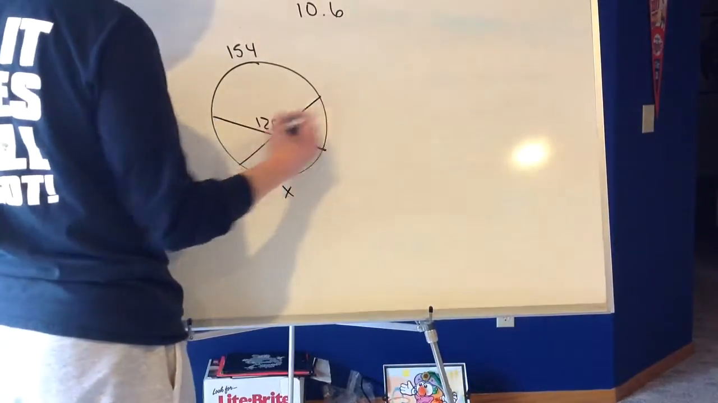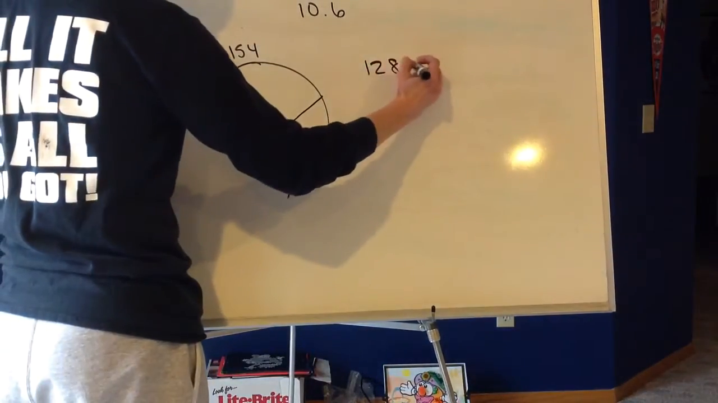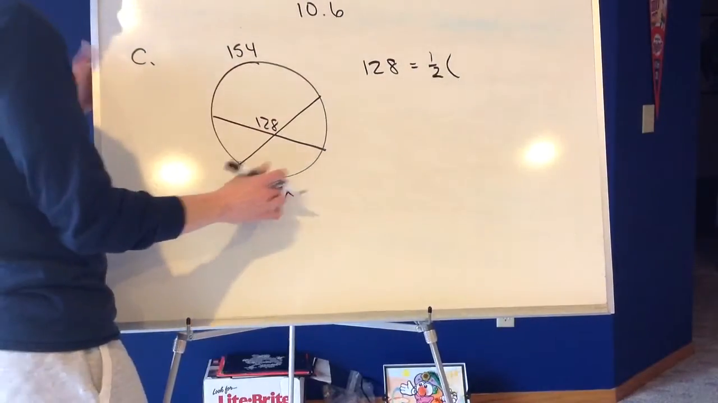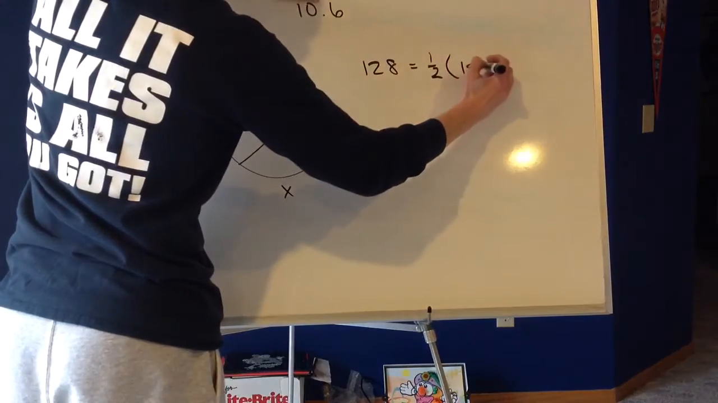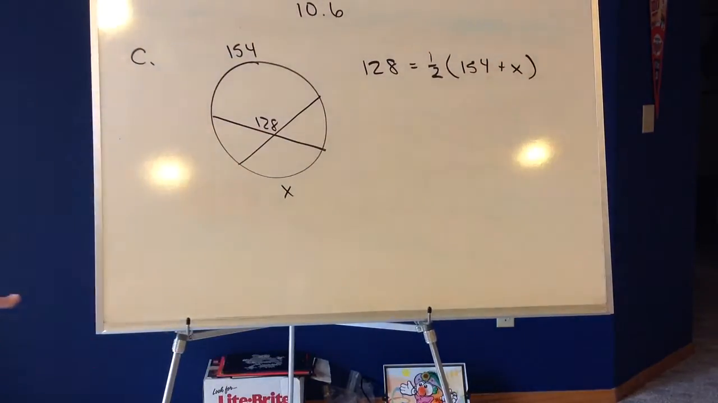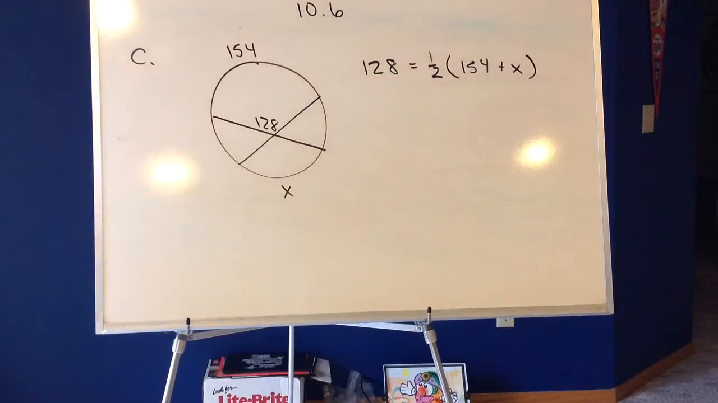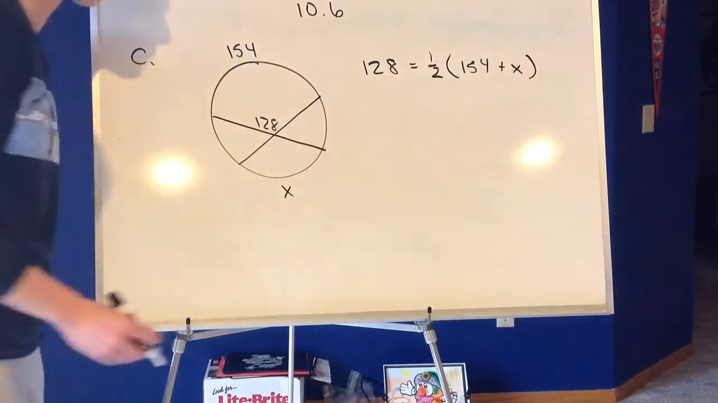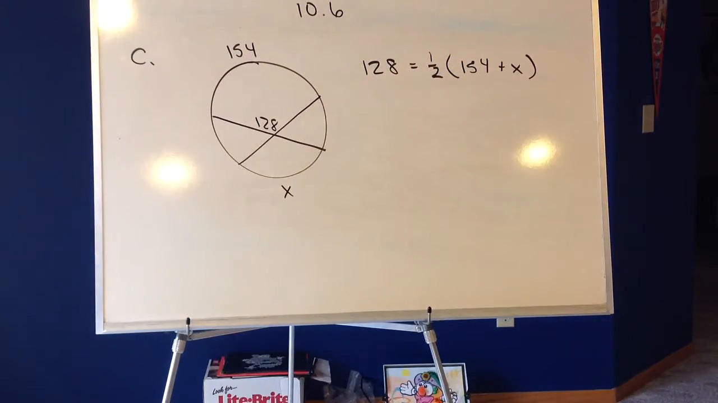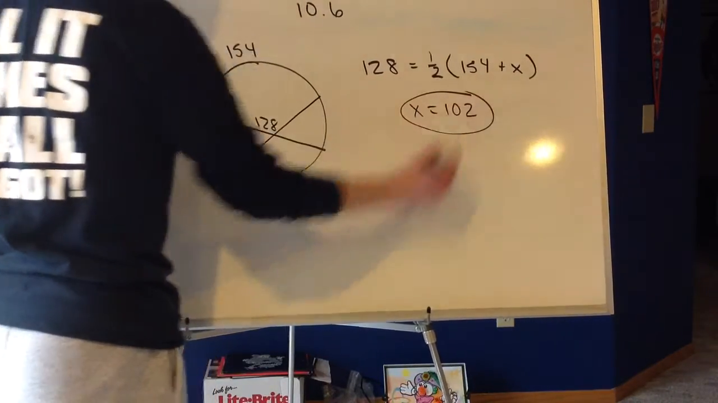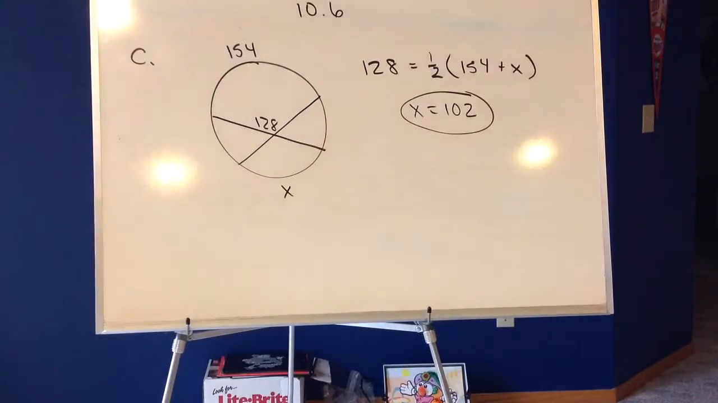Okay, so we would do our angle, which is 128, equals 1/2 arc plus arc. So it would be your 154 plus x. Now there's two ways you can go about solving this. I think it's easiest to multiply by 2 to get rid of the fraction, but some kids like to distribute. Doesn't matter to me which way you decide to solve it. That's completely up to you. Either way, you should end up with 102 as your answer for your x on that one.